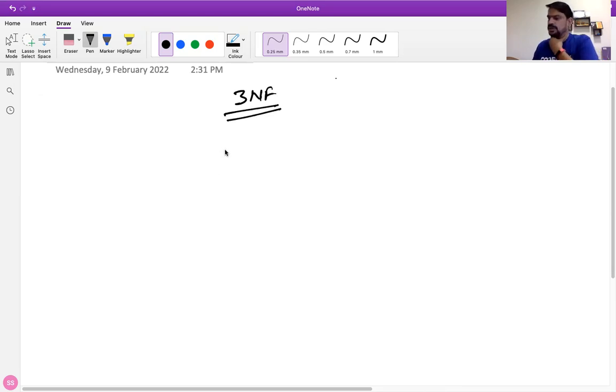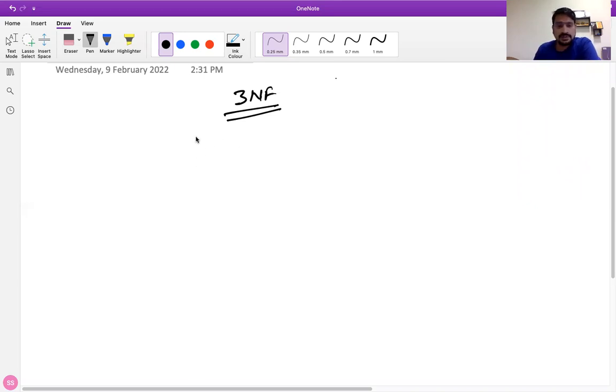Now, third normal form, what does it say? Third normal form is all about transitive functional dependency. In a transitive functional dependency, the key or the candidate key is determining a non-key, and we find that using the transitivity inference rule.